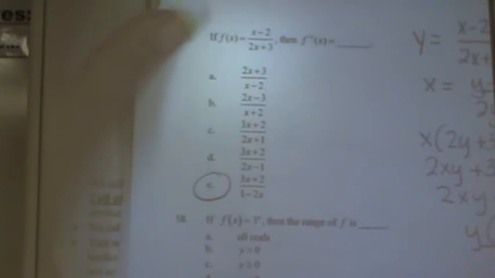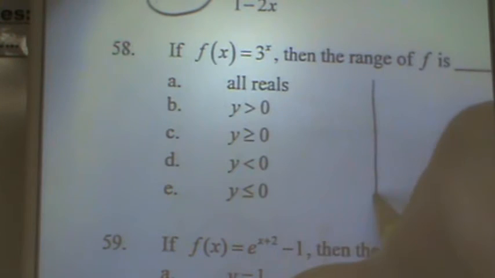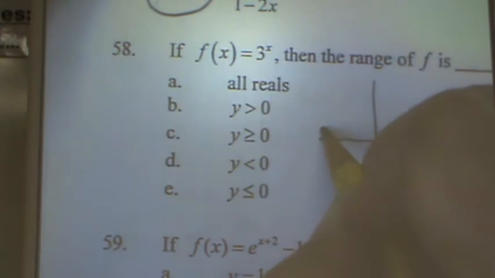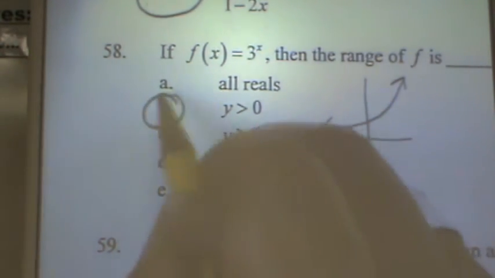Okay? This is an exponential function, and if you were to graph it, if you were to make a t-chart and plug numbers in for x, you would see that it looks like this. And your range is from 0, it's not going to hit 0, but it's going to be greater than 0.